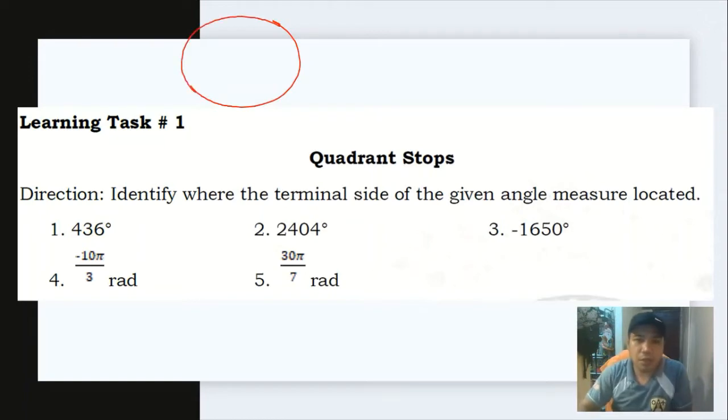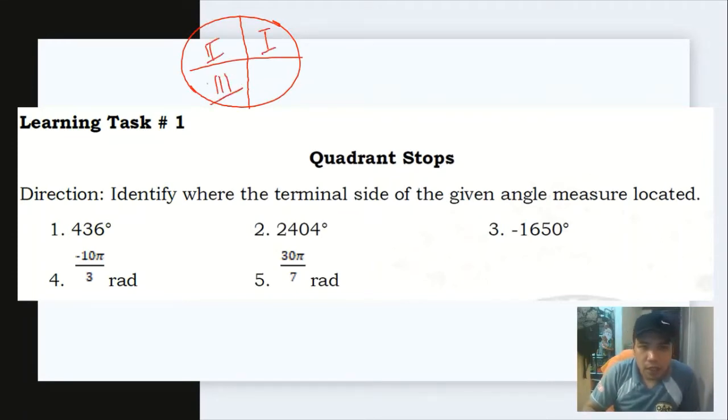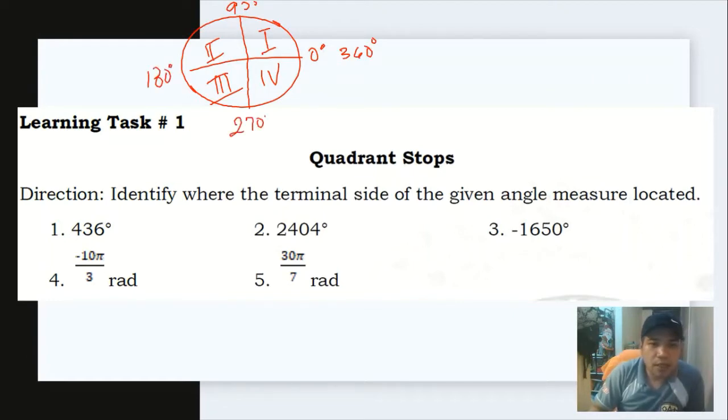As you can remember, this is quadrant 1, quadrant 2, 3, and 4. As a reference, this is 0 or 360 degrees. This one is 90, this is 180 degrees, and this is 270 degrees. So this is for a positive angle.